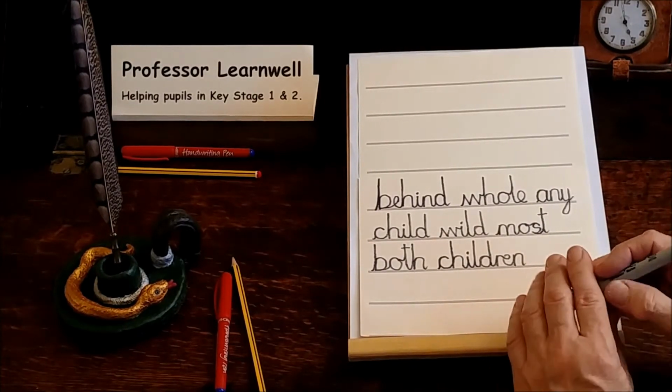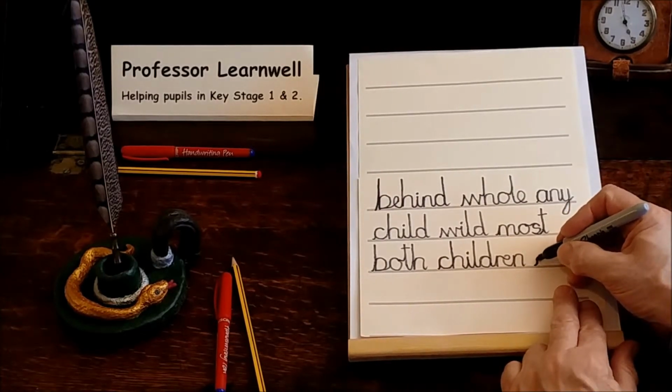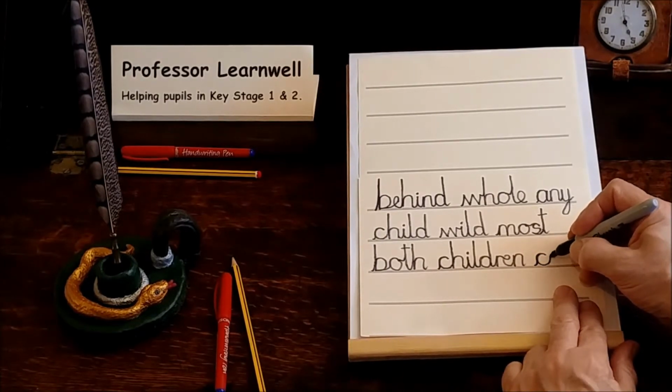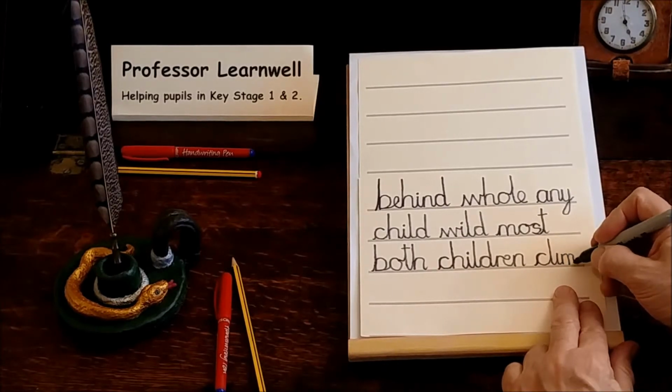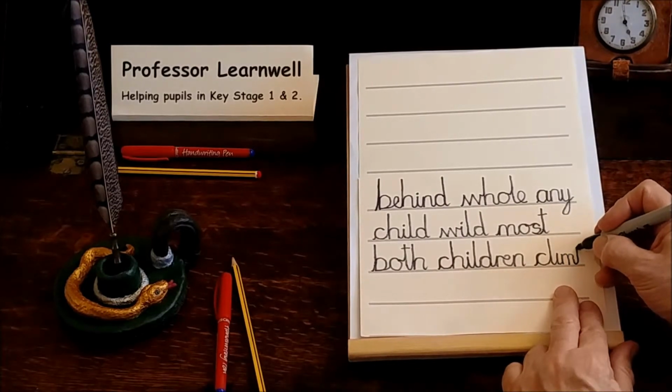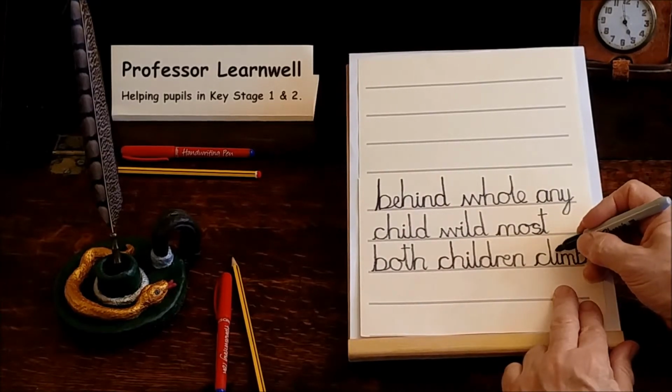Now our next word is the word climb. Starting on the line, form the letter C, L, I, M, finishing with a B, which is not what one would perhaps expect, but that's the last letter of the word climb. And lead out with a hook or flick, lift, and remember to dot the I.